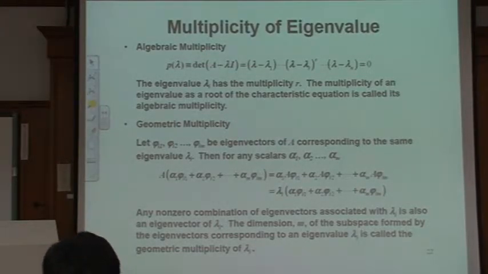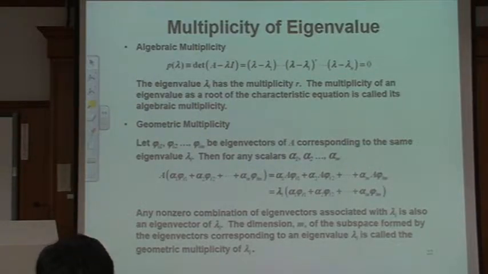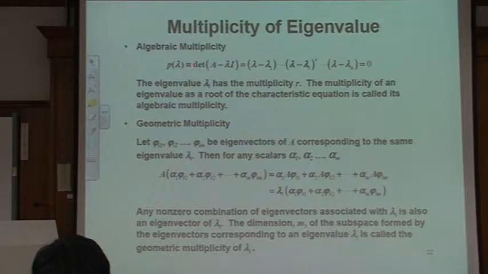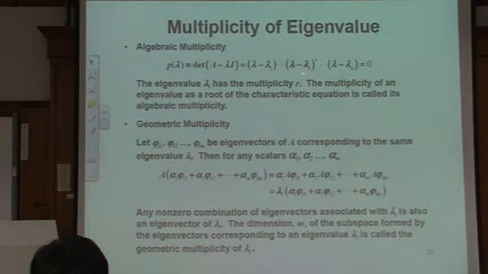I just mentioned two different definitions. One is algebraic multiplicity. The second one is geometric multiplicity. And the definitions are quite different. Okay, this is very simple. First one, algebraic multiplicity, is just how many repeated roots lambda I there are, the number of repeated roots lambda I.